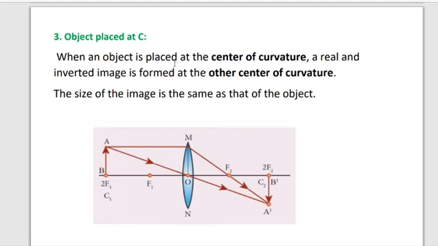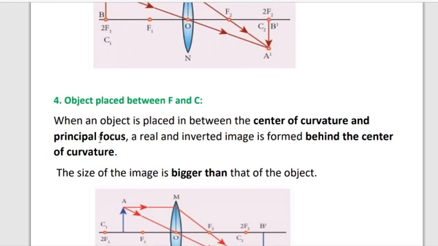Then you see the third case, object placed at C, C1 center of curvature 1. We place the object there. A real and inverted image is formed on the other side of the center of curvature. We place the object at C1, which means we get the image at C2, on the other side. What about the size? The object size as well as the image size is the same.